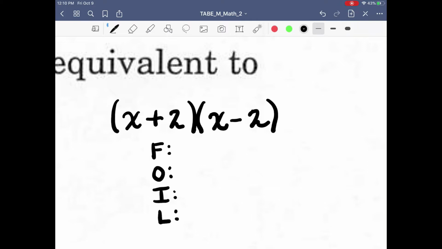The acronym FOIL stands for first, outside, inside, last. So let's take a look at these first two terms. First terms, I don't want to leave those highlighted, sorry. X and x. So x times x is x squared.